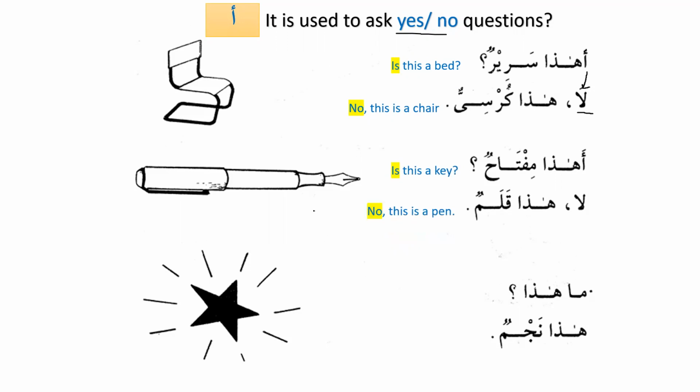And then we have the question with ma. So ma hādhā, what is this? And the answer is hādhā najmun. This is a star. So now inshallah, I'm sure that the learning is becoming easier, and now you can relate how the sentences are formed and how we get the meaning of a complete sentence.